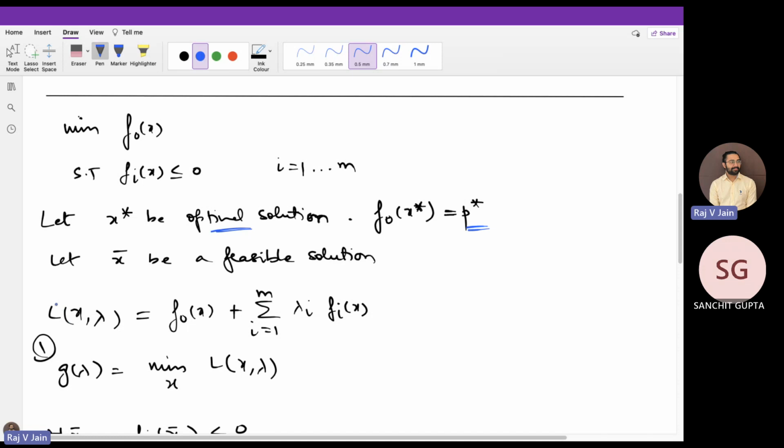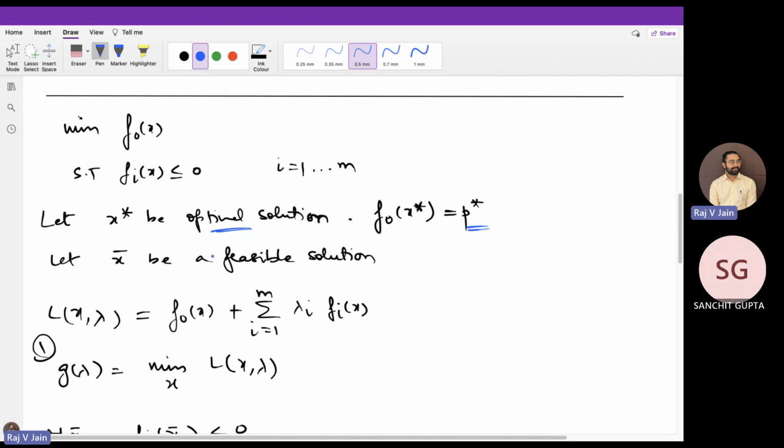Since we only have inequality constraints, x bar is some feasible solution, and x star is an optimal solution. Feasible means there can be many feasible solutions. Optimal can also be multiple, but the value of the optimal is the same at all those points. That's why multiple optimal solutions can exist.